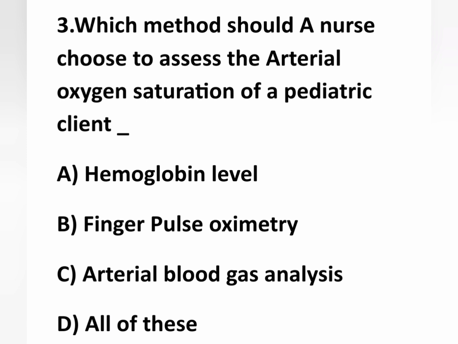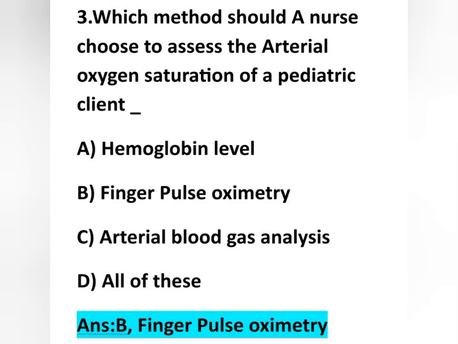Third question: which method should a nurse choose to assess the arterial oxygen saturation of a pediatric client? And options are: option A, hemoglobin level; option B, finger pulse oximetry; option C, arterial blood gas analysis; and option D, all of these. Here the correct answer is option B, finger pulse oximetry, the common method used to assess the oxygen saturation for a pediatric client.